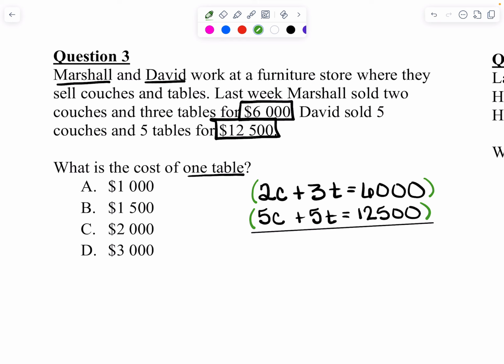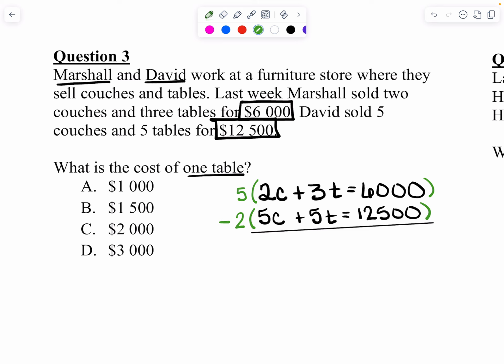But is there a number that 2 and 5 both go into that I can have one as a positive, one as a negative? Yeah, they both go into 10. So 2 times 5 would make 10, and 5 times 2 will make 10. If they were both 10, they would almost eliminate, but one needs to be positive, one needs to be negative. So it doesn't matter which one you make negative. I'm going to go ahead and make 2 negative.